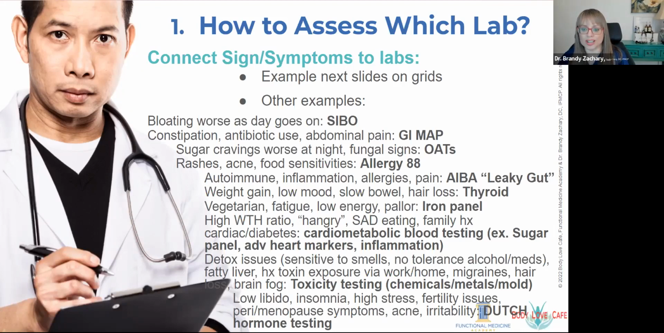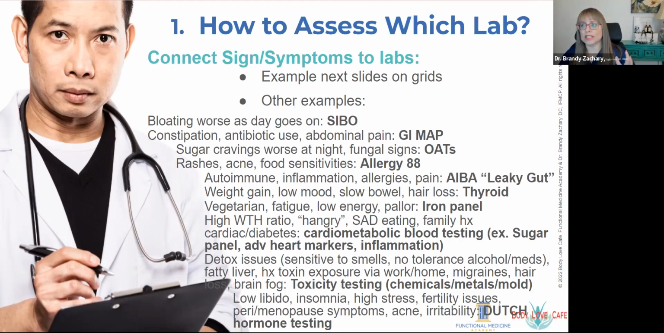High waist to hip ratio. They get hangry, right? Hungry and angry before the next meal. They can't really skip a meal. They're eating that standard American diet. They have a family history of heart disease or diabetes. So maybe you're thinking some cardiometabolic blood testing. We would do our sugar panel, which is fasting glucose, fasting insulin, hemoglobin A1C, C-peptide, adiponectin, leptin. And then we would do our advanced heart markers and our inflammation panel. And really, that sounds like a lot. It's some lovely markers, but actually those 3 tests are very inexpensive.